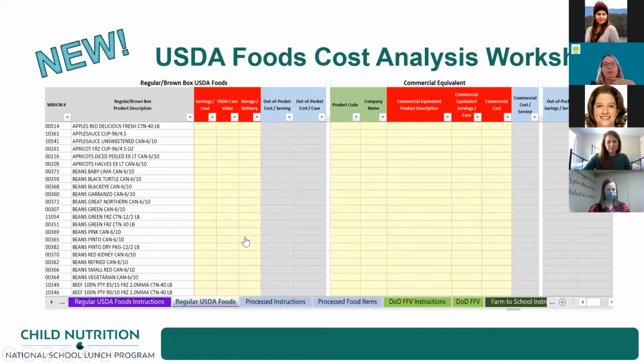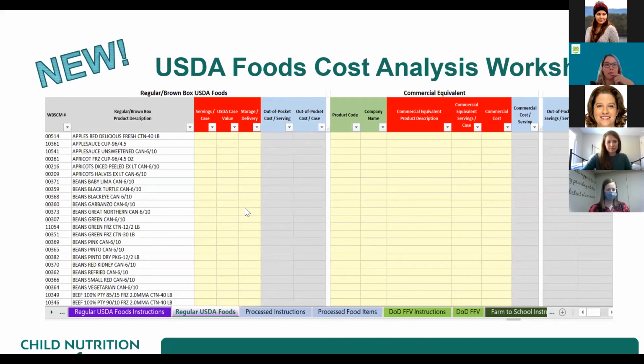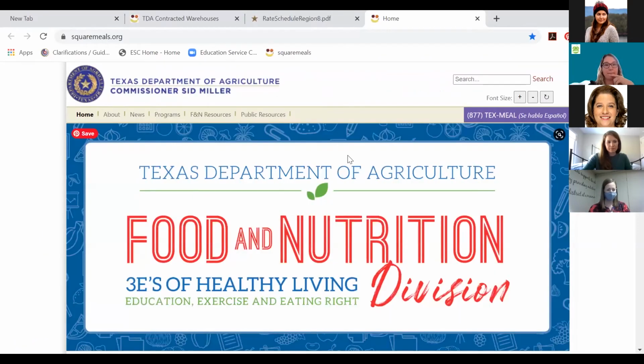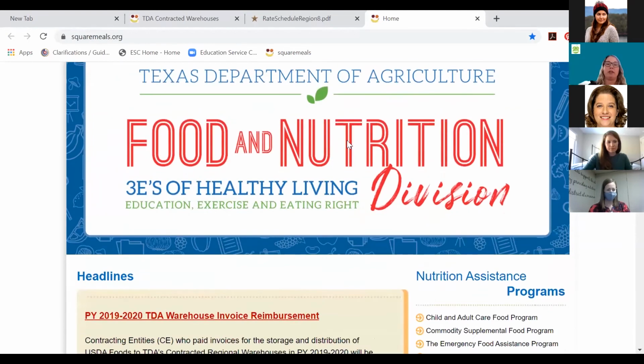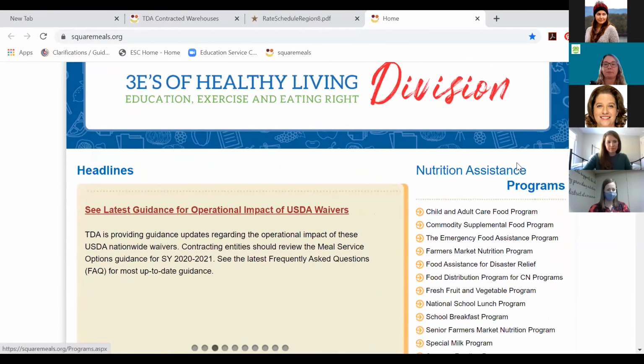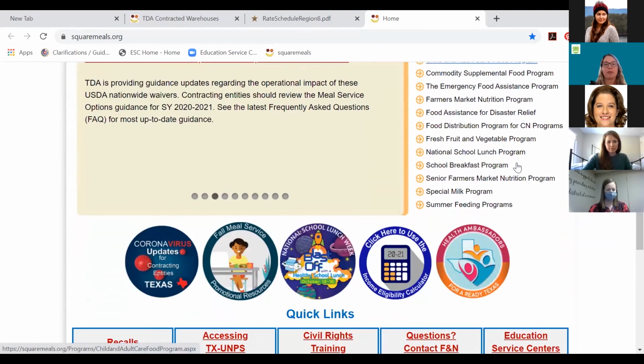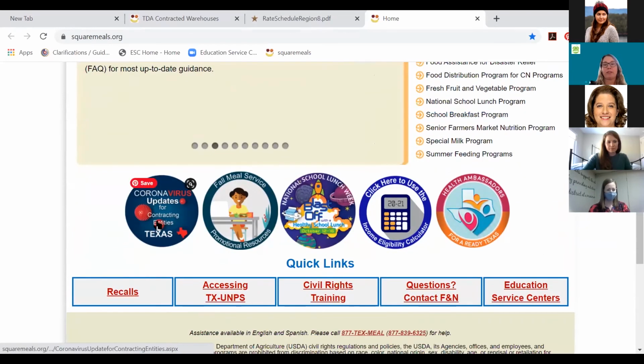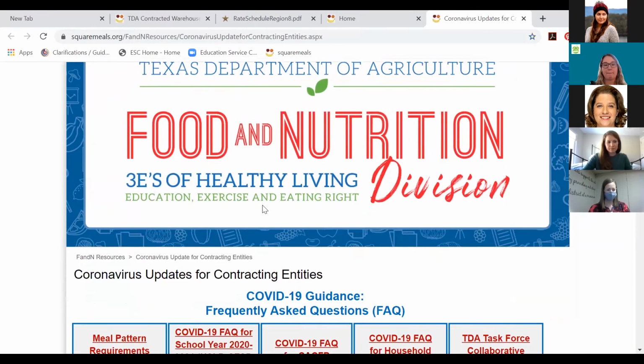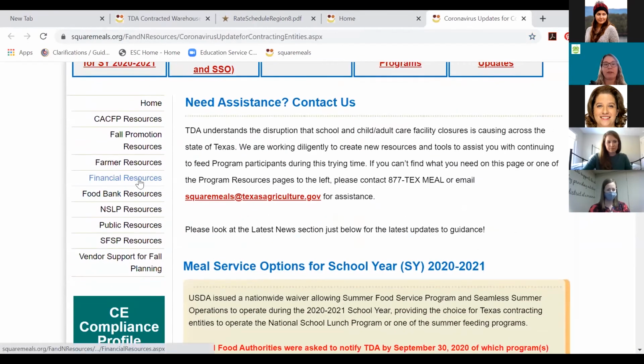So we're going to navigate over to Square Meals now. And again, this link was in the beginning chat session that Emily shared. Okay, so everyone should be seeing the Food and Nutrition Square Meals site now. We're going to scroll down to the coronavirus updates, which everybody's very familiar with, click on that, and we're going to see over here on the left-hand side, financial resources.